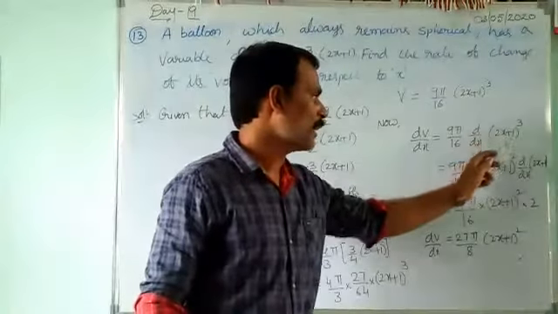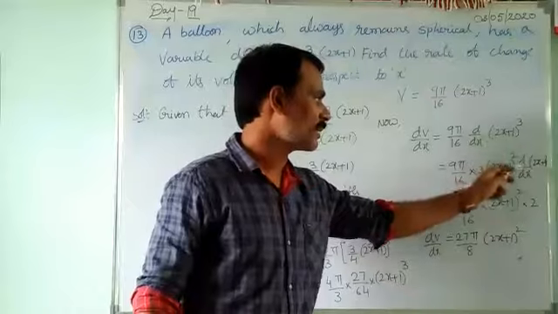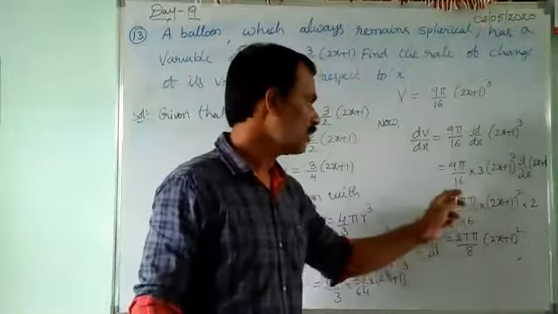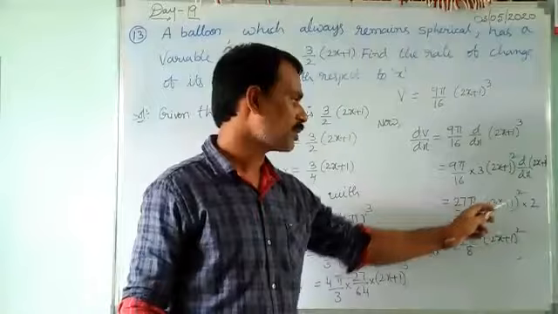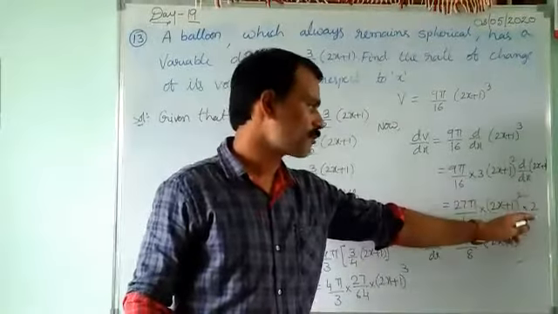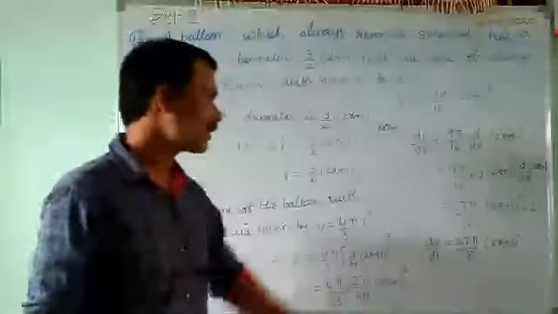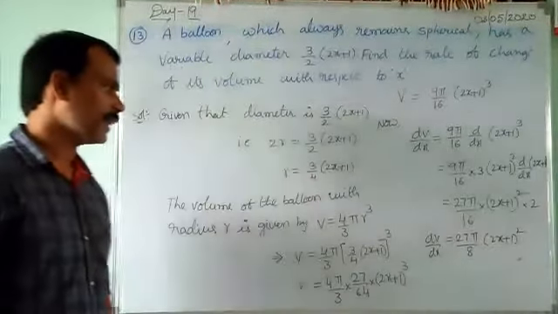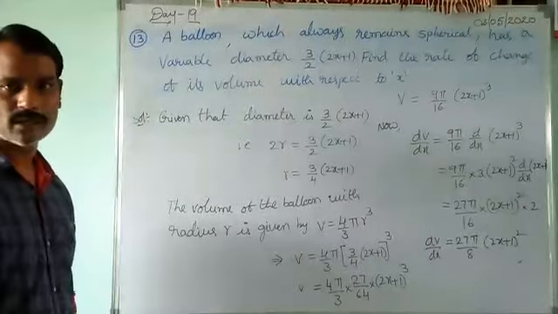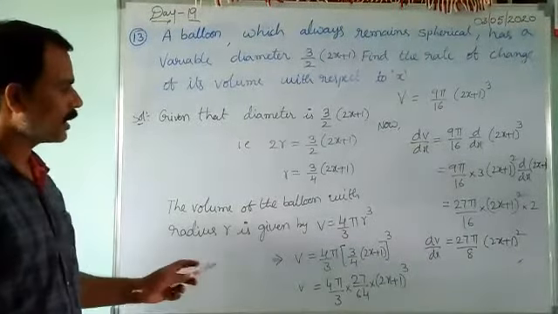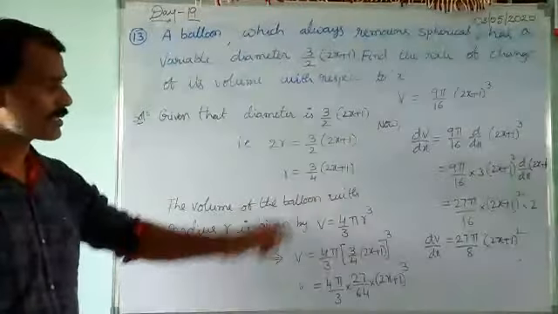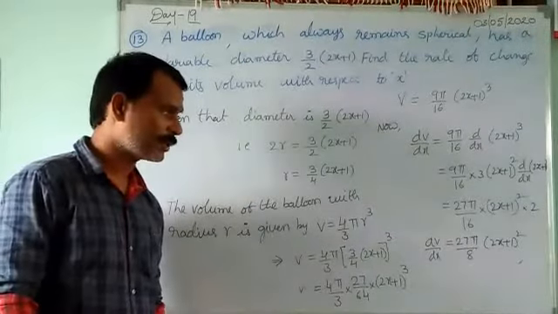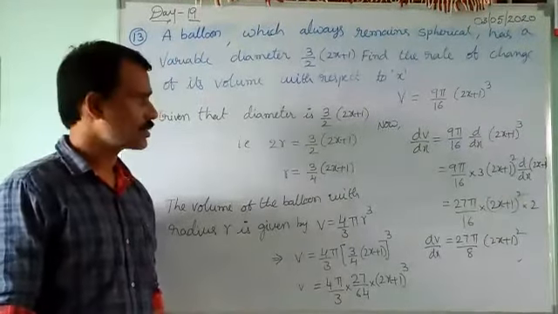It looks like x cube, guys, giving 3x square, but it is not x. So d by dx of (2x plus 1). What do you get? 27 pi by 16, (2x plus 1) whole square into d by dx of (2x plus 1), which means 2 will come. By cancelling that, 27 pi by 8 into (2x plus 1) whole square. So this is the rate of change of its volume with respect to x: 27 pi by 8 into (2x plus 1) whole square.